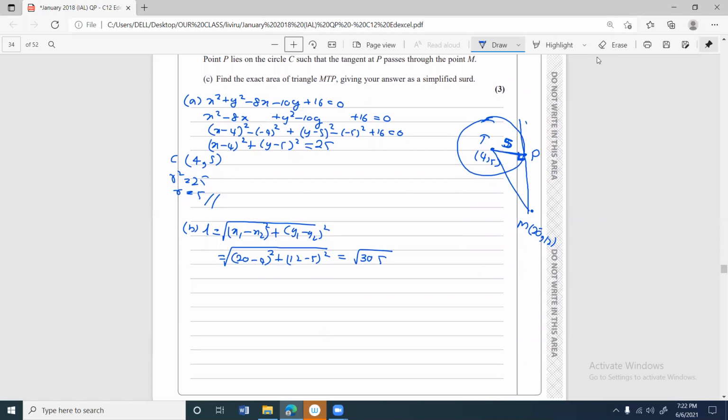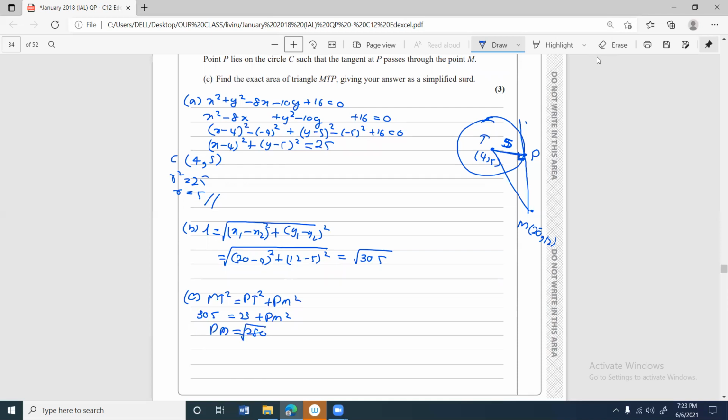Then how can we do this? If I consider this triangle, it's a right angle triangle, so I can find the length of PM. Applying the Pythagoras theorem, MT squared equals PT squared plus PM squared. MT squared is the square root of 305 squared, which is 305. PT squared is the radius, 5 squared, which is 25, plus PM squared. From here you can get the length of PM. PM squared is 305 minus 25, which is 280, so PM is the square root of 280.